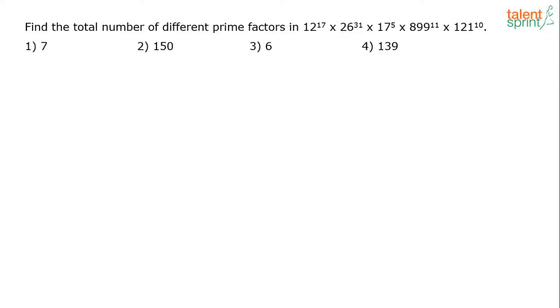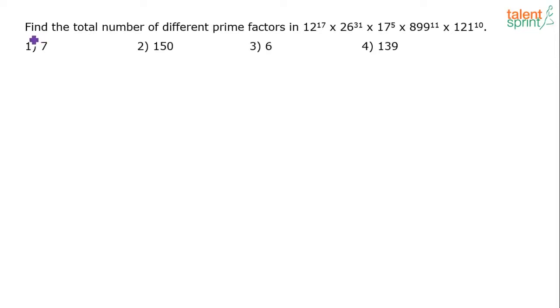Let me present the next question. Solve this one. Find the total number of different prime factors in 12 power 17, 26 power 31, 17 power 5, 899 power 11, 121 power 10. Quick. Done? Okay, time is up.